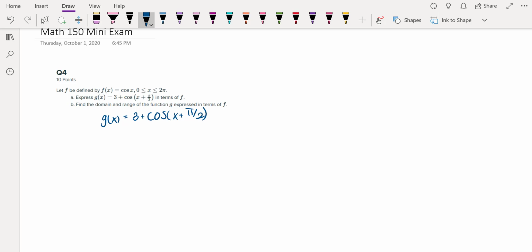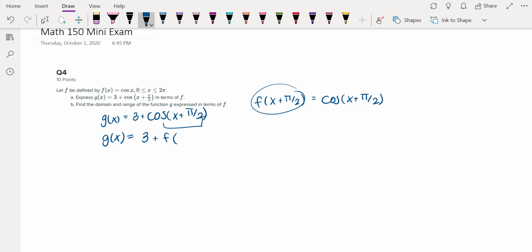And so there's really no way we can represent this 3 in terms of f of x because 3 isn't dependent on a function. So let's focus on representing cosine of x plus pi over 2 in terms of f, since that's dependent on the value of x. Well, we know f is equal to cosine of x. So if we plug in f of x plus pi over 2, that's equal to cosine of x plus pi over 2. So let's substitute this in for cosine of x plus pi over 2. So we get g of x is equal to 3 plus f of x plus pi over 2.